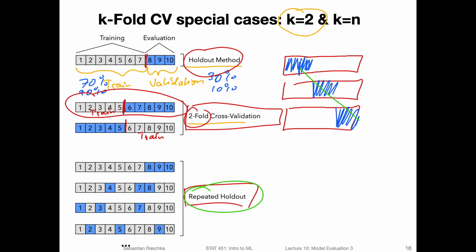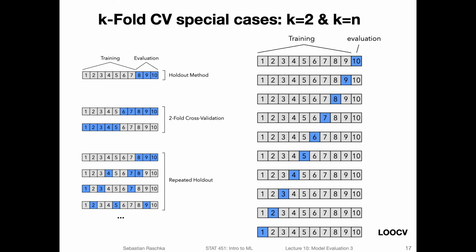In the repeated holdout method, we randomly divide the data set into a training and a validation set. So in this case, it can happen that in 2 rounds the same data point might be used for testing. That's also a difference between k-fold cross-validation, where each data point is used exactly once for testing, compared to the repeated holdout method. Another special case of k-fold cross-validation is when we set k equals n.